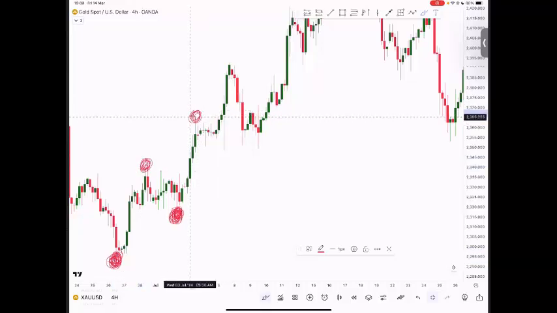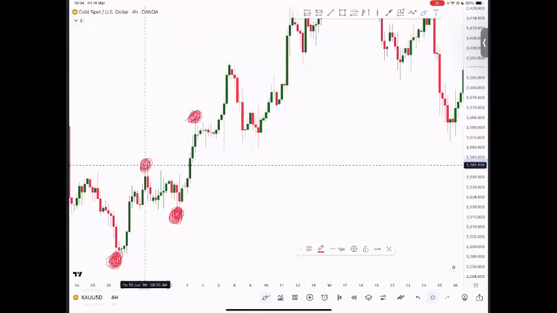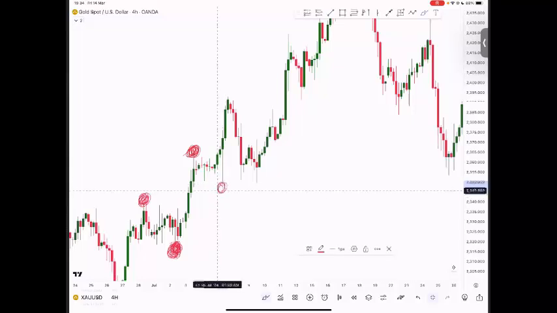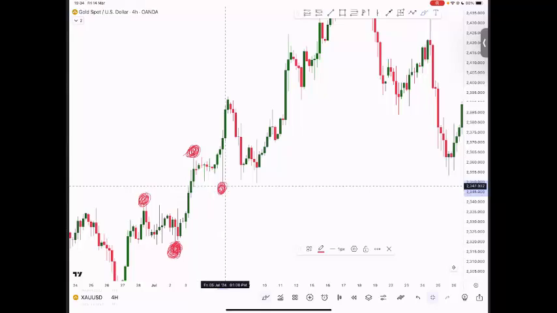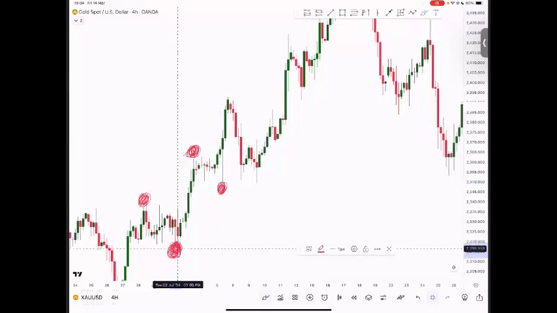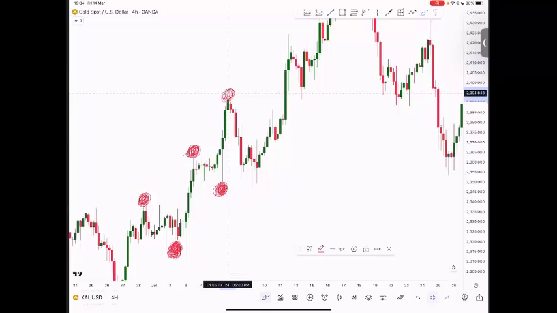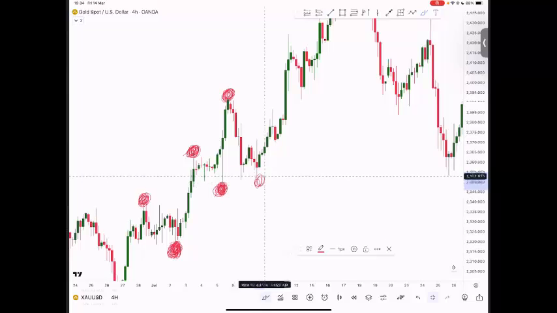Can you see that high two went above high one, which means that high two is a higher high because it is higher than high one. This is low three. Can you see that low three did not go below low two? It is higher than low two, which makes it a higher low. High three is higher than high two, which makes high three a higher high. This is low four. Can you see that low four is still higher than low three?